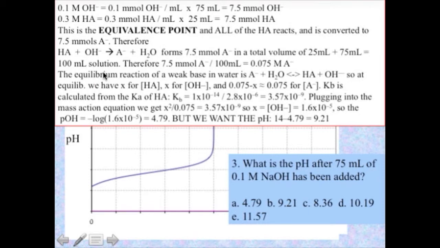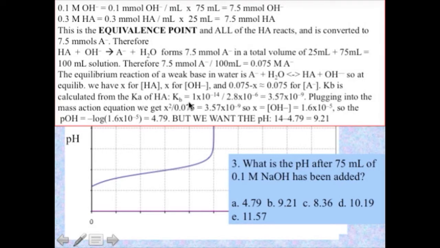Now we can look at the equilibrium reaction of a weak base in water. Conjugate base A minus plus water yields weak acid plus hydroxide ion. So at equilibrium, we have X for the conjugate acid, X for hydroxide ion, and 0.075 minus X, which is just about equal to 0.075 for conjugate base A minus. We need to calculate the equilibrium constant for this weak base, and we do that from the equilibrium constant of the weak acid, Ka.